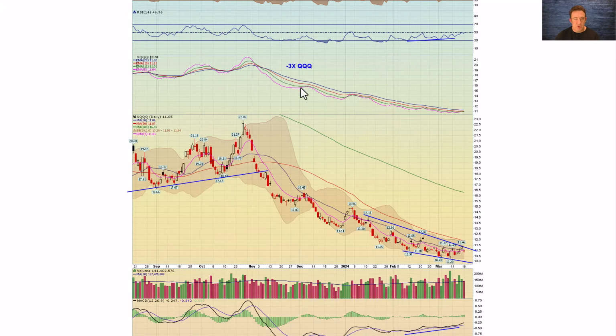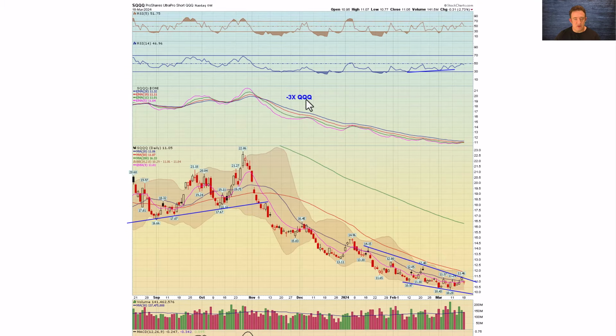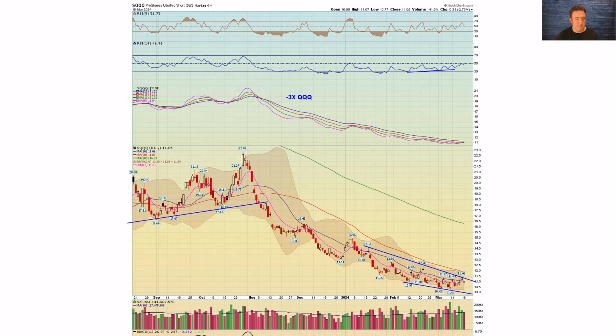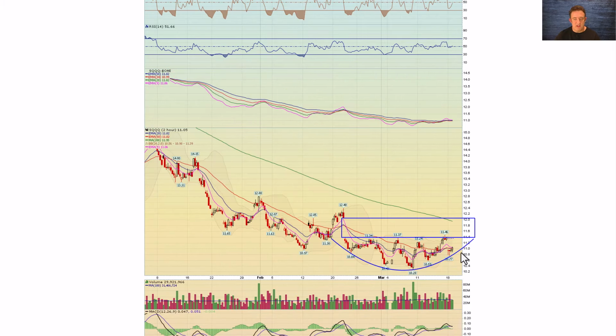Chart 38, SQQQ. That's the triple inverse ETF for the Qs. Getting stalled at that trend line on Friday, pulling back, but we're still monitoring this little wedge pattern that is forming.